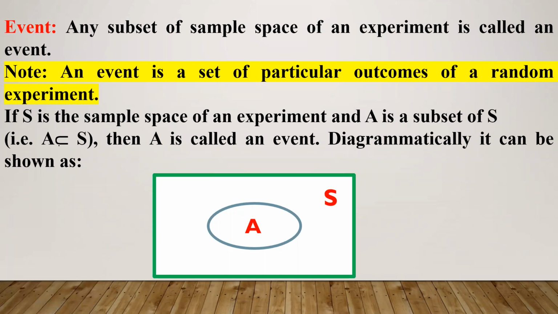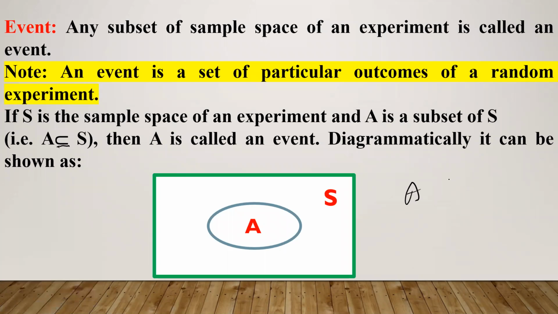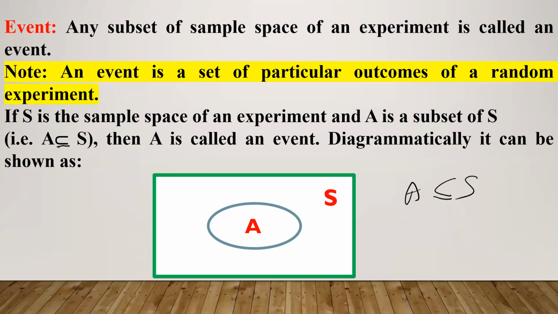And this is the symbol used for subset. A is a subset of S. So any subset of the sample space is called an event. A is a subset of S. S is a sample space and A is an event. Okay. So I have tried to explain you with the help of this diagram.